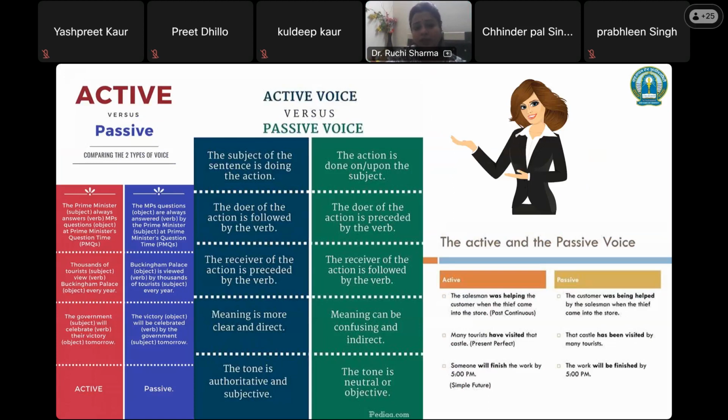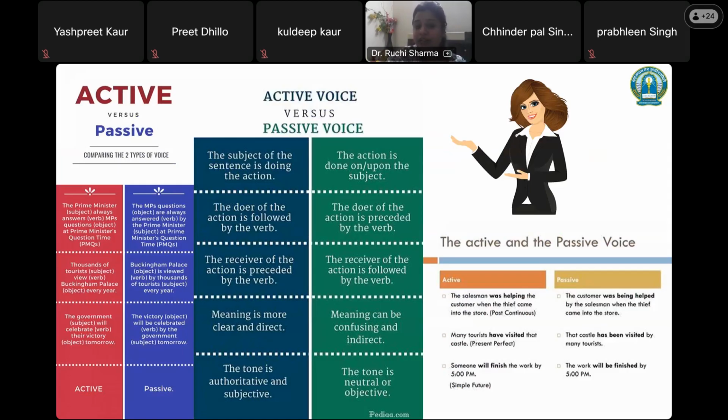Then let's look at one more example. In active voice, the doer of the action is followed by the verb. In passive voice, the doer of the action is preceded by the verb. That's the basic difference. Okay. Again, in active voice the subject of the sentence is doing the action, while in passive voice the action is done upon the subject. In active voice, the receiver of the action is preceded by the verb. In passive voice, the receiver of the action is followed by the verb.